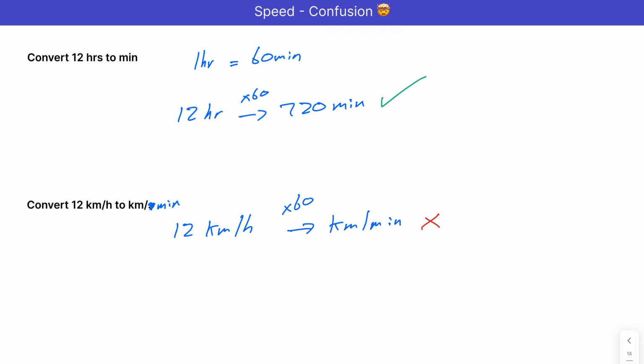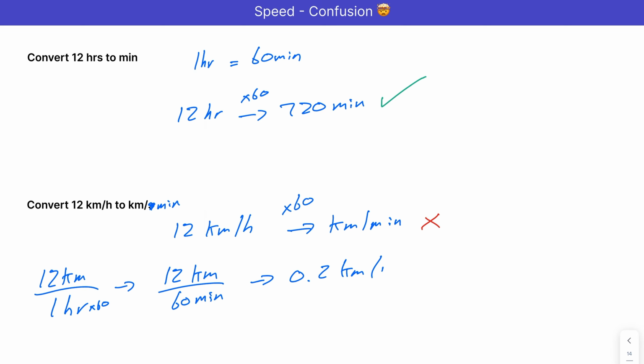Now, the reason for that is because this is a unit of speed. So if I was to write this speed down, 12 kilometers per hour can be written like this. If I want to now convert the hours to minutes, I have to times this by 60. So that then becomes 12 kilometers over 60 minutes. So the actual answer here becomes 12 divided by 60, which is 0.2 kilometers per minute. So what we've actually ended up doing is dividing by 60 and not multiplying.